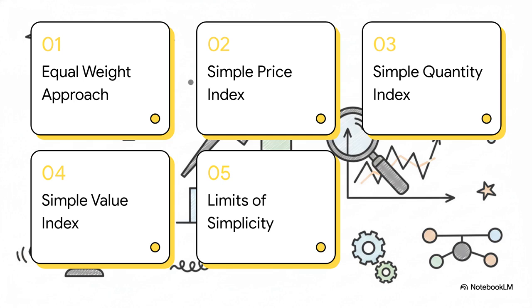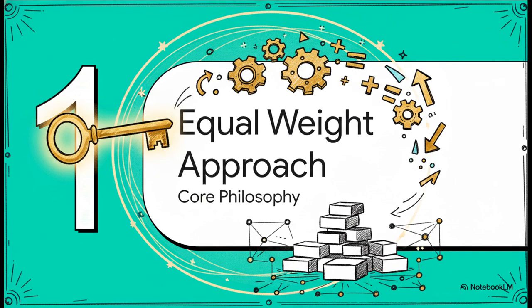Here's our roadmap. We'll kick things off with the equal weight approach, then systematically stack three calculations: the simple price index, the simple quantity index, and the simple value index. Finally, we'll wrap up by looking at the limits of all this simplicity. Okay, part 1, the equal weight approach.